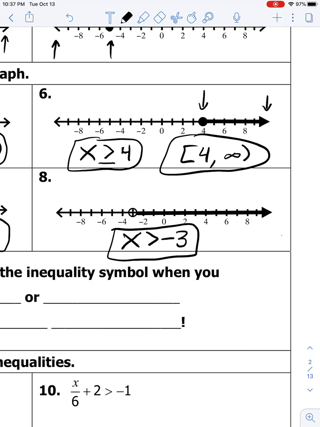Now we need to do the interval notation. Where does my graph start? It starts at negative 3. It's an open circle, so that means parenthesis. Where does it end on the far right? Well, it ends at positive infinity, which is always a parenthesis, and that rhymes.